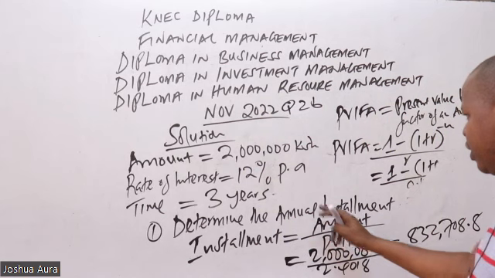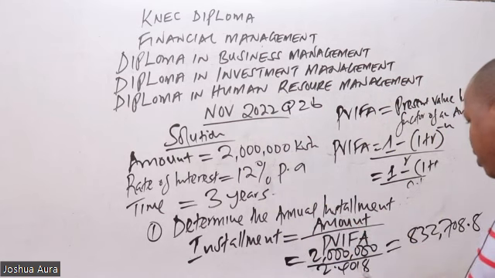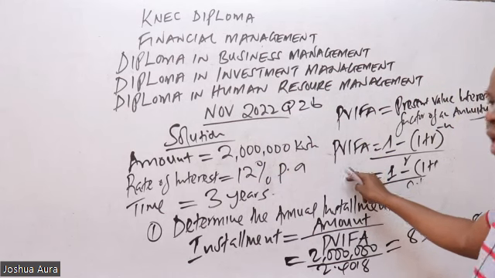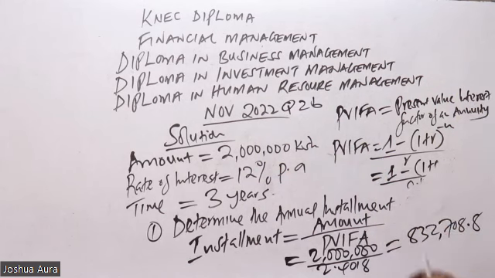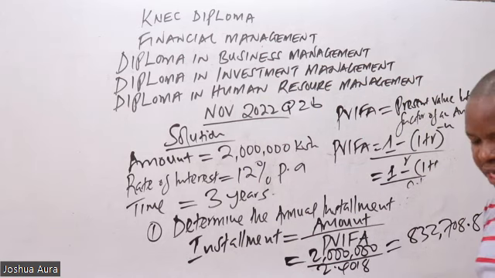The amount in question is, the amount borrowed is 2 million. You divide by PVFA, and you have seen how to get the PVFA. So this will be our annual installment.